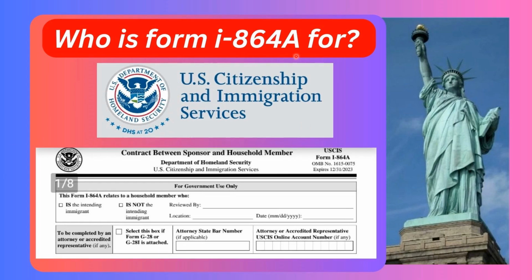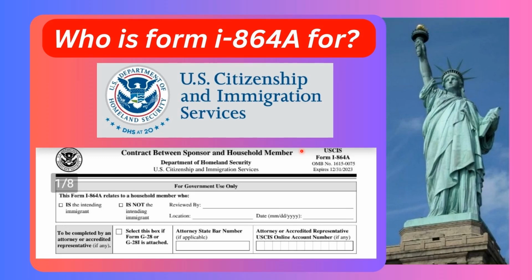Well, now let's discuss the I-864A. Who should submit the I-864A? The I-864A is a contract between the sponsor and the household member. Okay, you are the primary sponsor. You are petitioning for somebody, but your income level is not enough to meet the financial responsibility level set by the government. So what do you do? You happen to be living with someone who also has an income, and that person is willing to contribute their income so that in combination you both meet the required level.